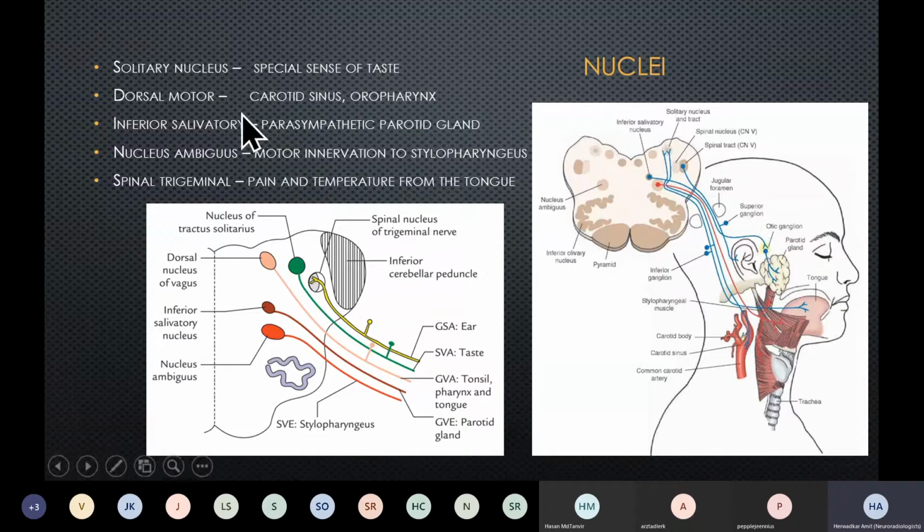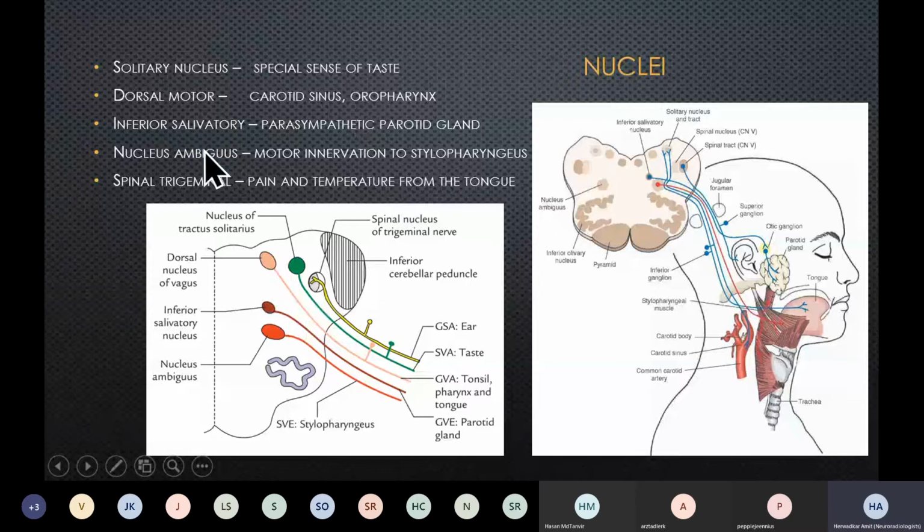So this is what we have looked at. Just to recap again, we have got the special sensation coming from the posterior aspect of the tongue, the nucleus solitarius, which is around here. Then we have got a dorsal vagal nucleus, which is a sensory one controlling the carotid sinus.